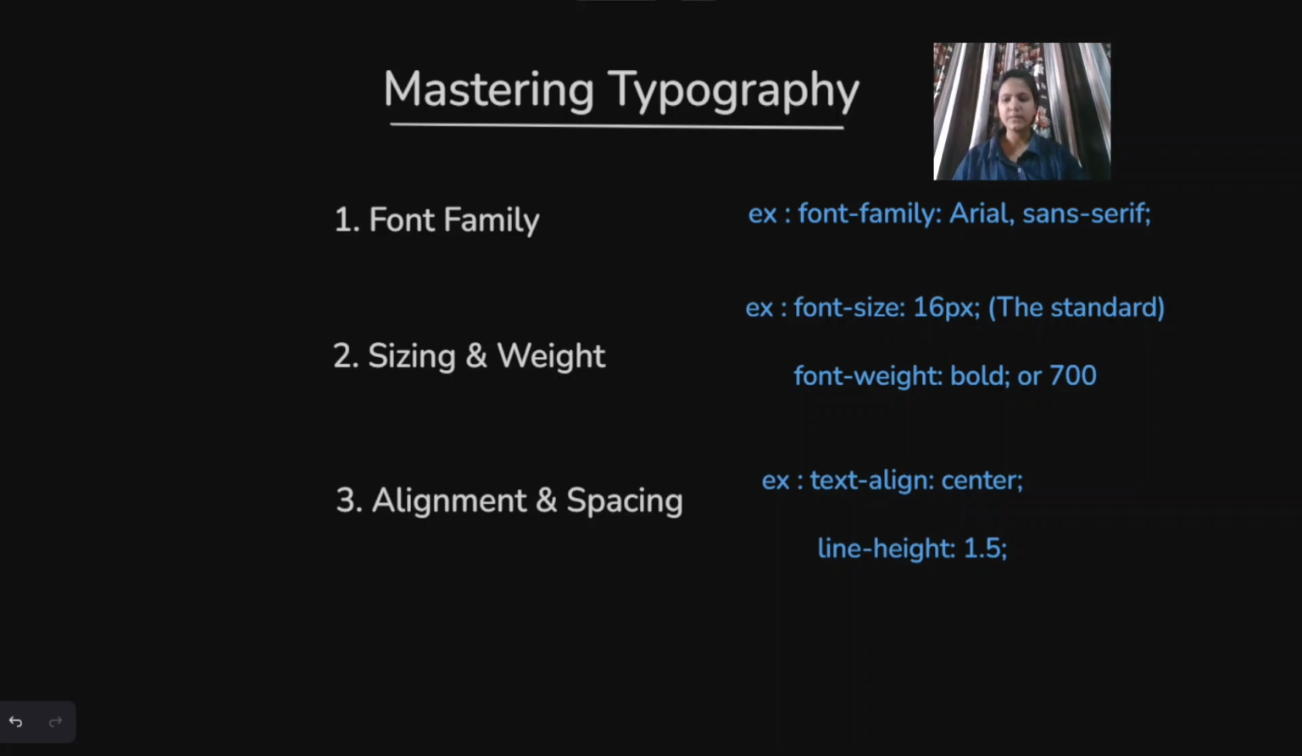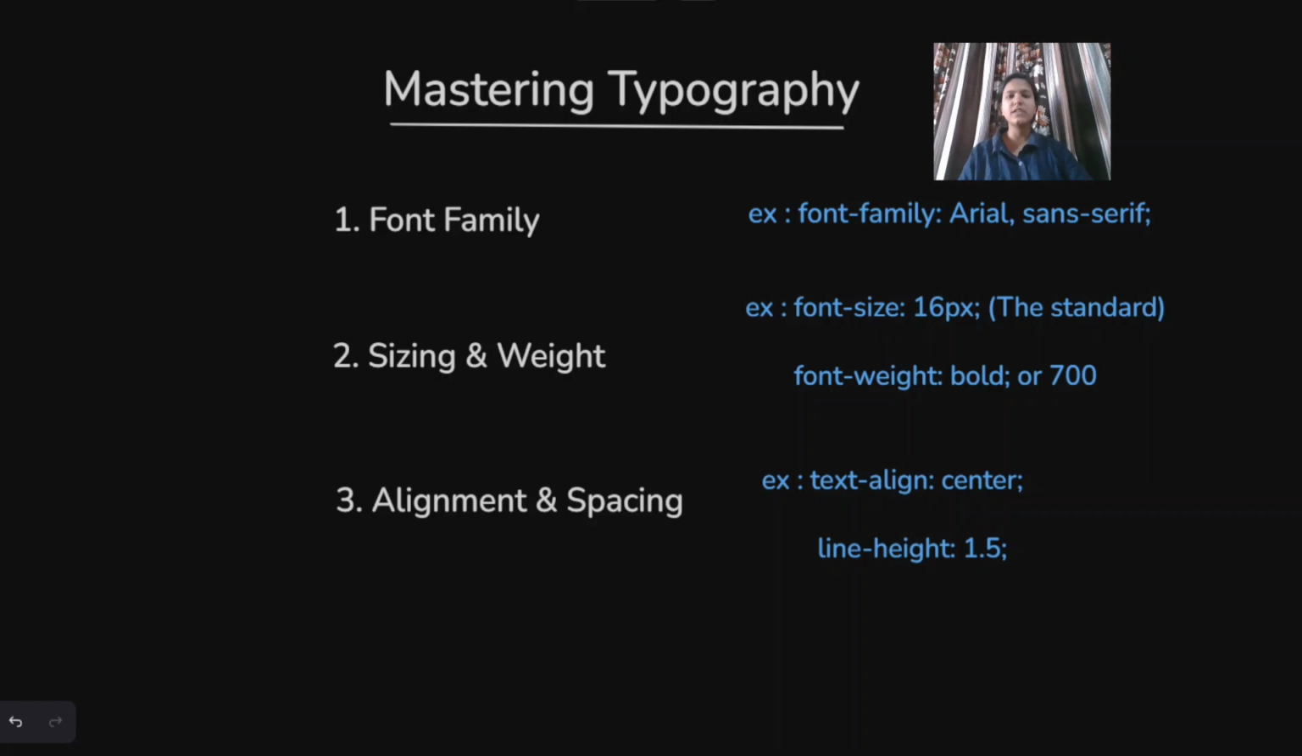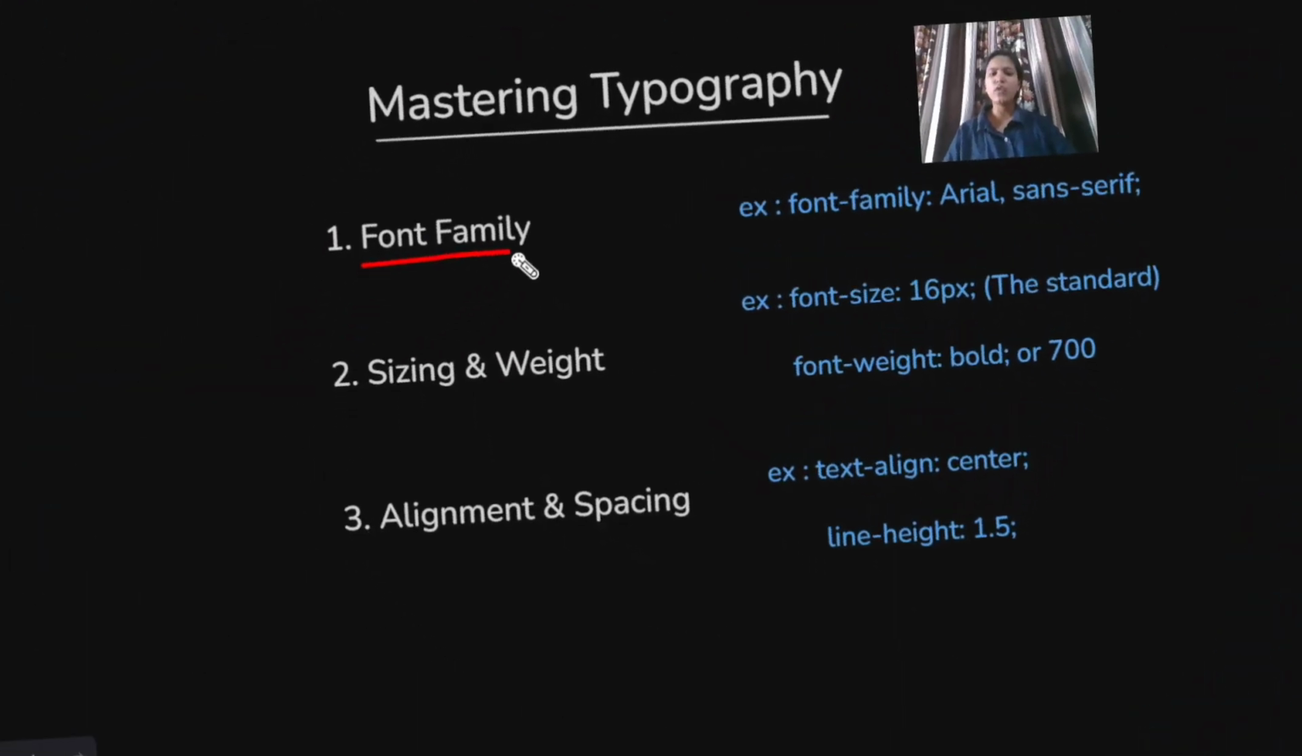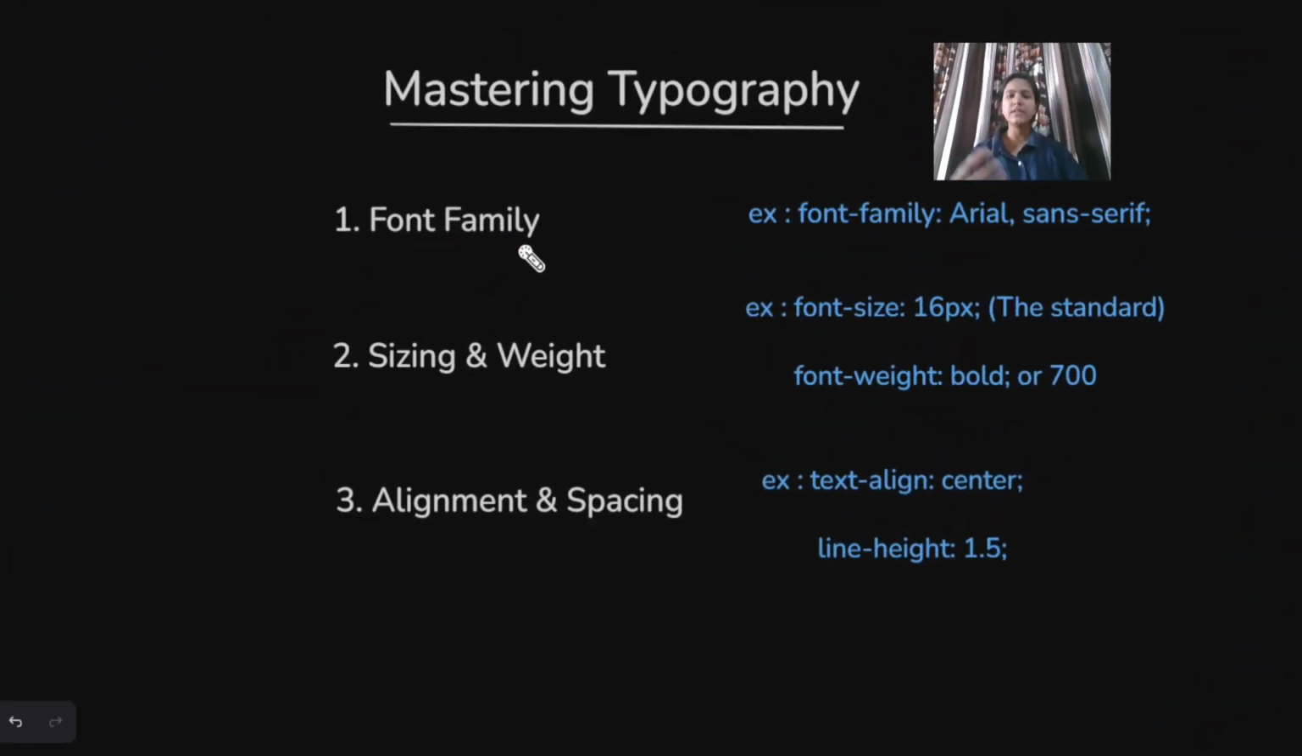So let's start now. Basically, typography covers the properties we give to text: size, weight, style, color, alignment and spacing. We will see them one by one. First is font family. We give the text a font family, like Arial and sans-serif, which gives the text a style. Some styles are available by default in VS Code.